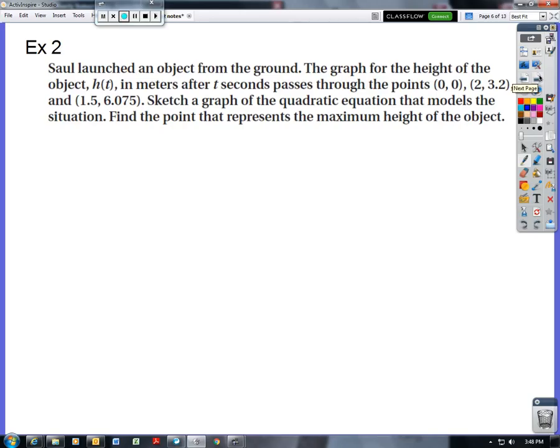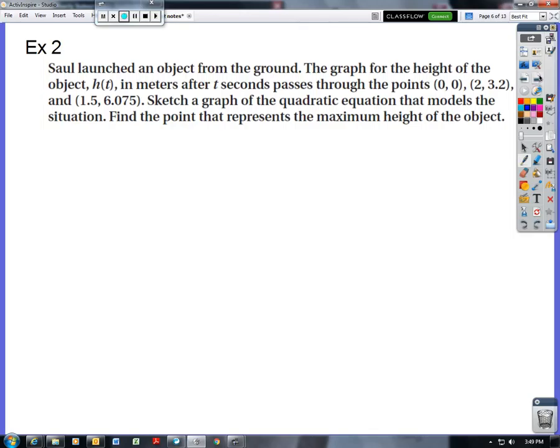Example 2. Saul launched an object from the ground. The graph for the height of the object, h of t, in meters after t seconds passes through those points. And notice we have some decimals. Sketch a graph of the quadratic equation that models the situation. And we would know it's quadratic because it's height versus time when you're shooting an object in the air. And find the point that represents the maximum height of the object.